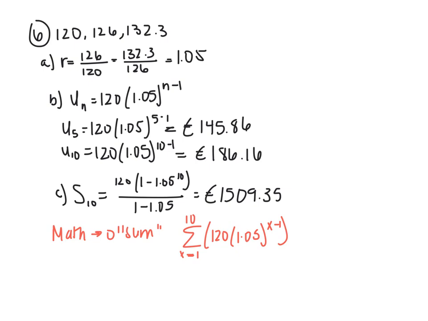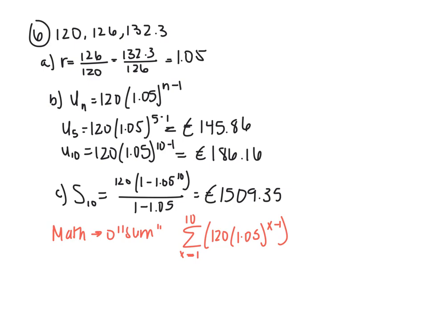So for common ratios, you can always take a term and divide it by the term right before it, and that's how you get the common ratio. So 126 divided by 120, or you could have done 132.3 divided by 126. Either way, you would end up with 1.05. So she's increasing the amount she deposits by 5% every year.